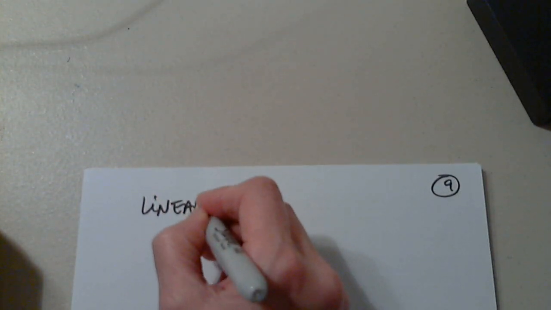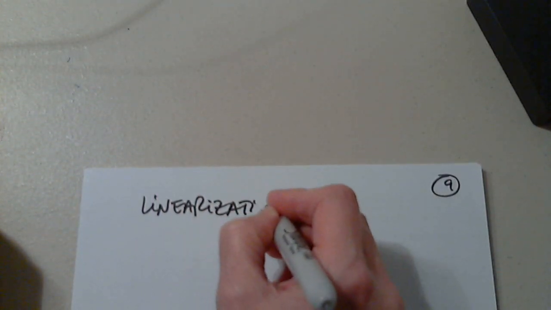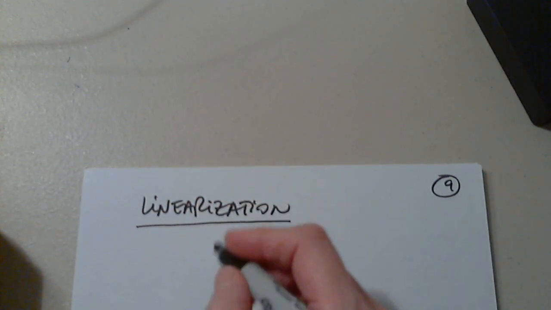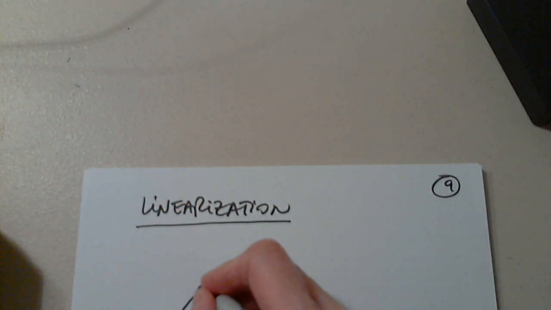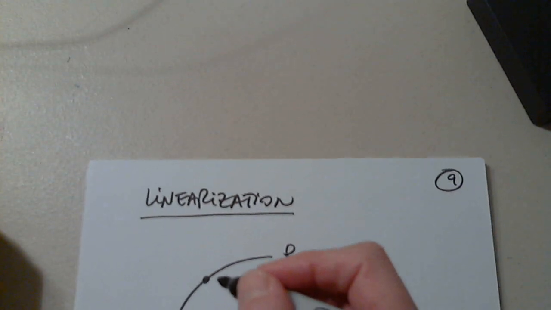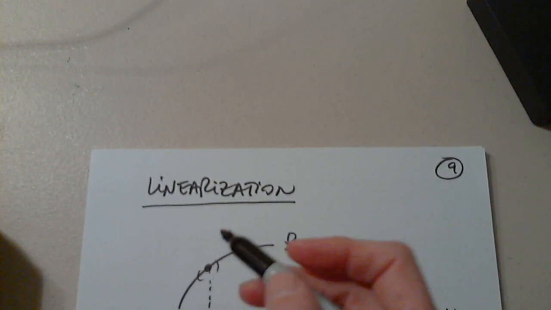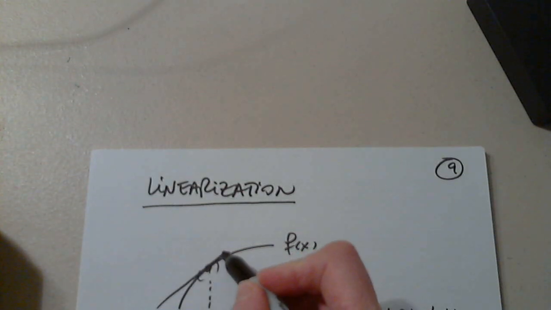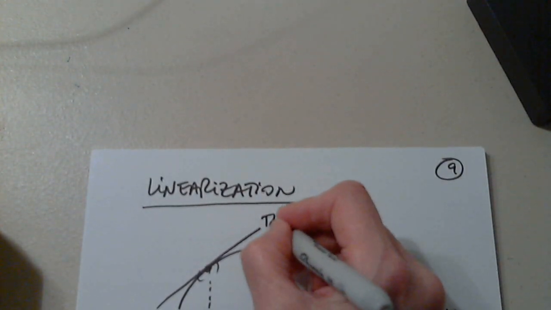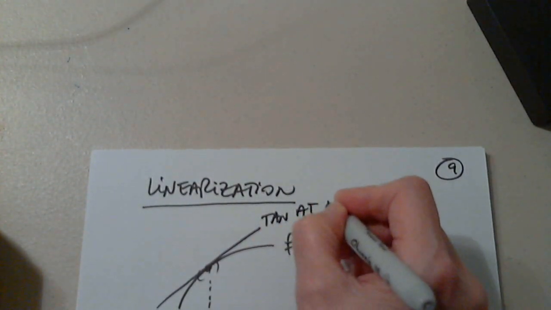Linearization. As I mentioned a little bit last time, if this is a function and this is 1, very close left and right, like 0.9, 0.95, 1.01, 1.11, these values can be approximated, the function can be approximated with the tangent at P.